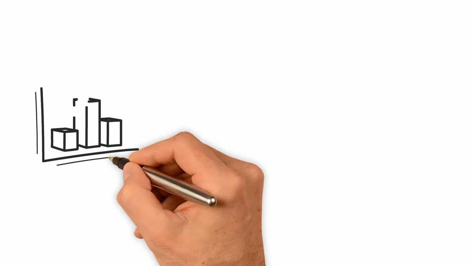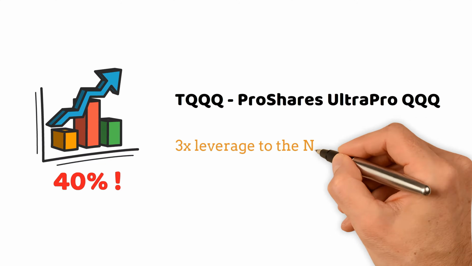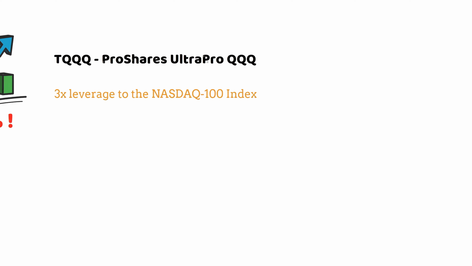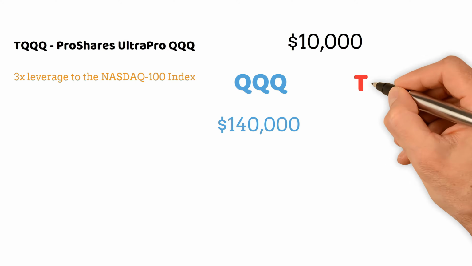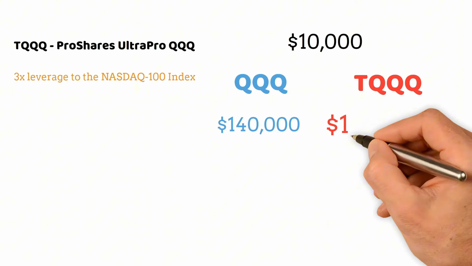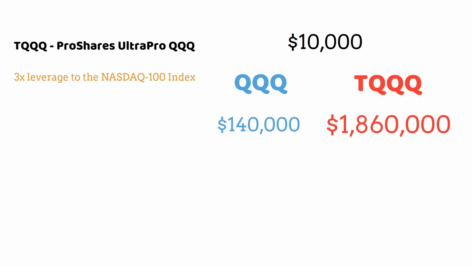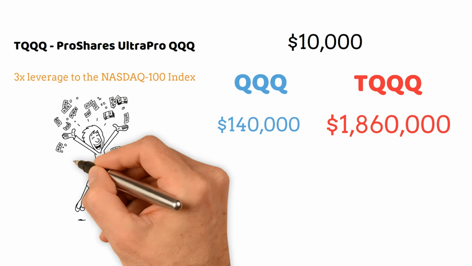In the past 15 years, one ETF has delivered an annualized return of over 40%. This ETF is TQQQ, a 3 times leveraged fund that tracks the NASDAQ 100 index. If you had invested $10,000 in QQQ 15 years ago and held it to this day, it would have grown to around $140,000. But if you had invested that same $10,000 in TQQQ, it would be worth around $1.86 million now. That kind of return is definitely eye-catching, right?